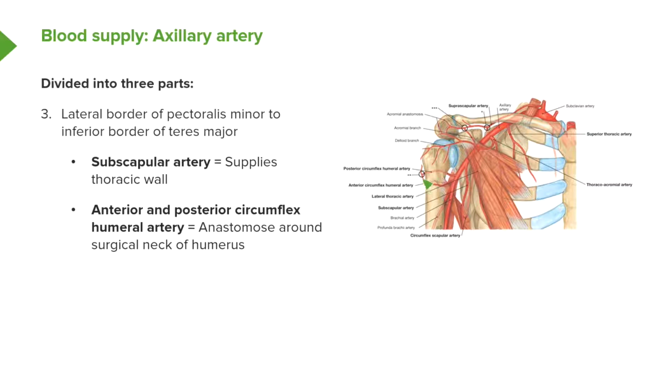We can see these running around the surgical neck of the humerus here, and these will anastomose around the surgical neck of the humerus. And it also gives rise to the subscapular artery. We can see the subscapular artery running down in this direction. It's running down to supply the thoracic wall, but it also gives rise to a branch that's going back up here. And this is known as the circumflex scapular artery. We can see this running all the way over here in this direction. And later on, we'll see an important anastomosis of this artery around the scapula.